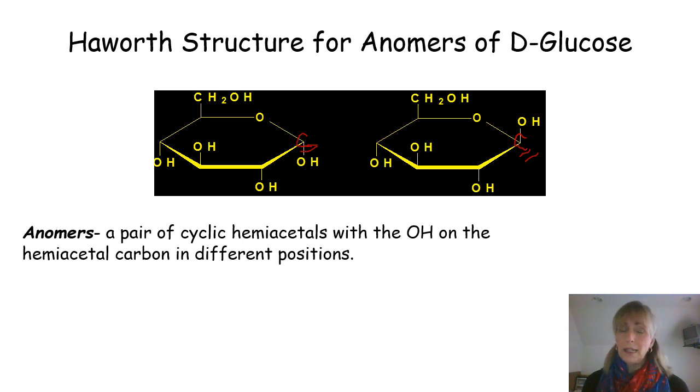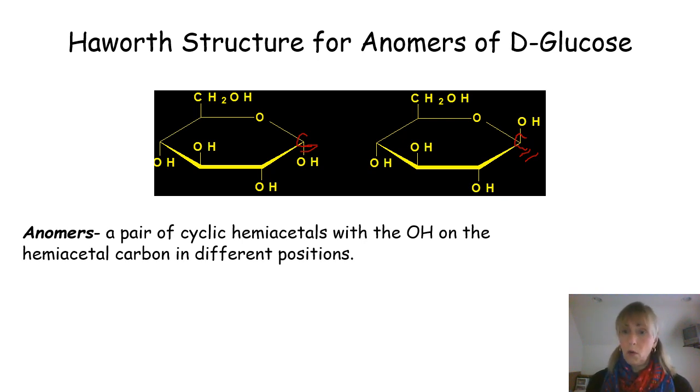Remember what is bonded to a hemiacetal carbon? An OH group, and an OR. And so there's our OR. So it has an OH and an OR. So that's the hemiacetal carbon. The only difference between these two D-glucose molecules is that one OH is down and one is up.